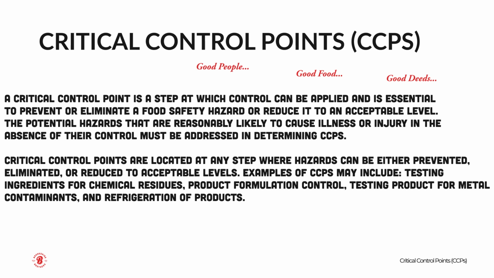The potential hazards that are reasonably likely to cause illness or injury in the absence of their control must be addressed in determining CCPs. Critical control points are located at any step where hazards can either be prevented, eliminated, or reduced to acceptable levels. Examples of CCPs may include testing ingredients for chemical residues, product formulation control, testing product for metal contaminants and refrigeration of products.